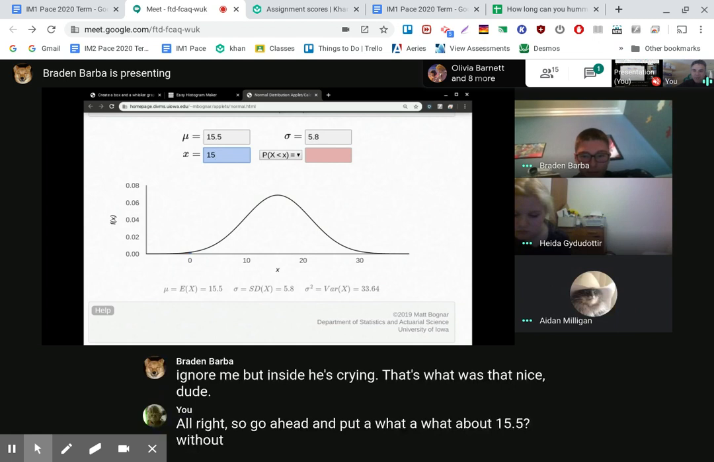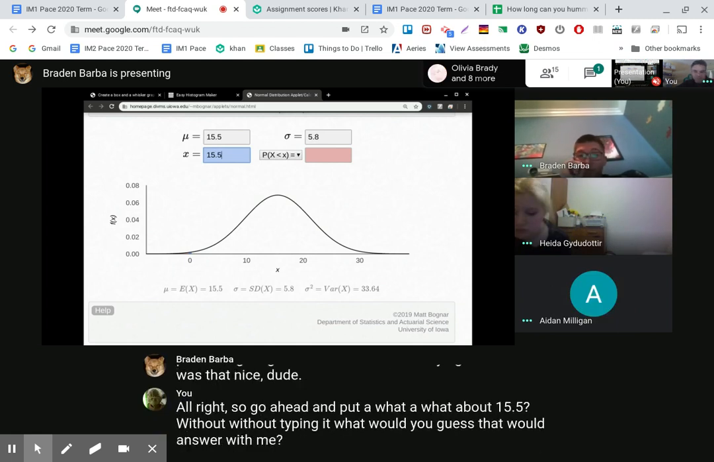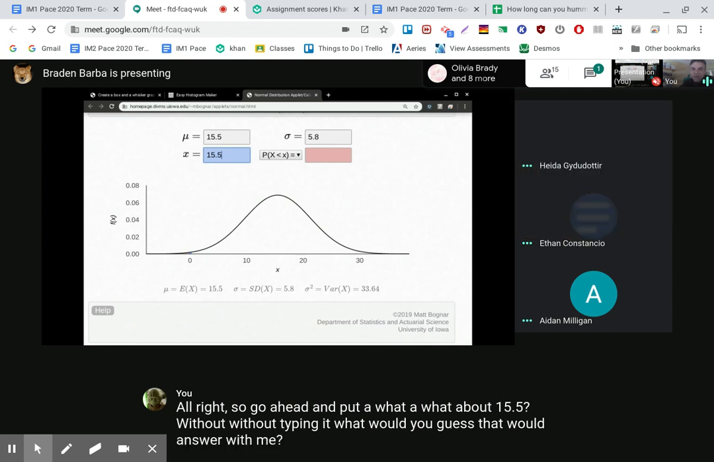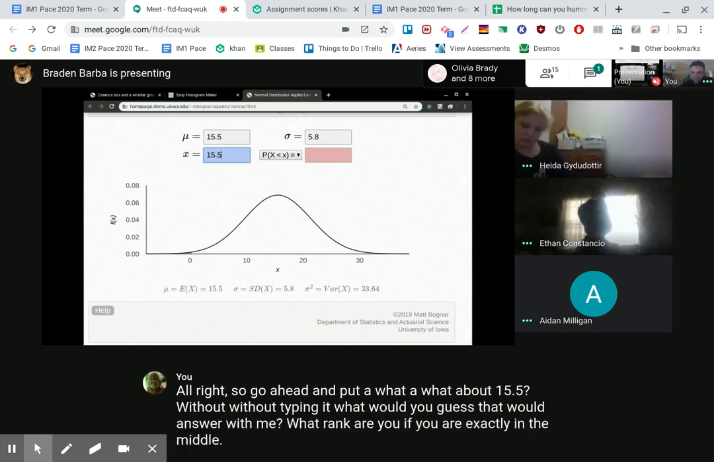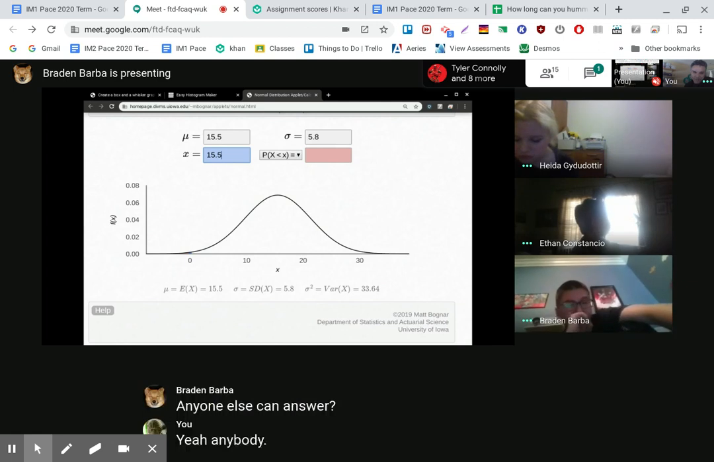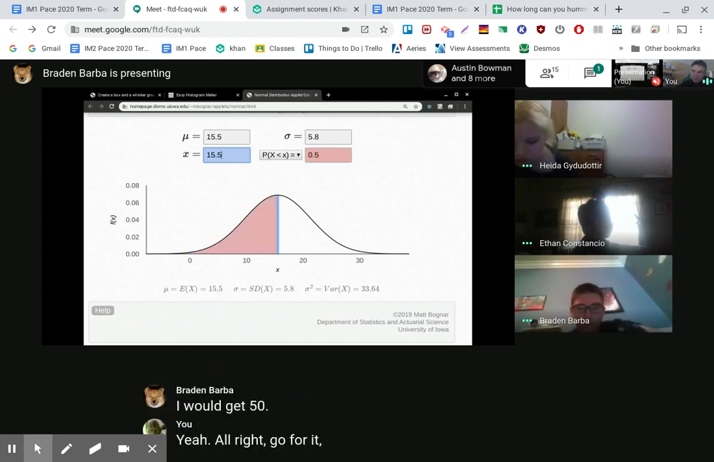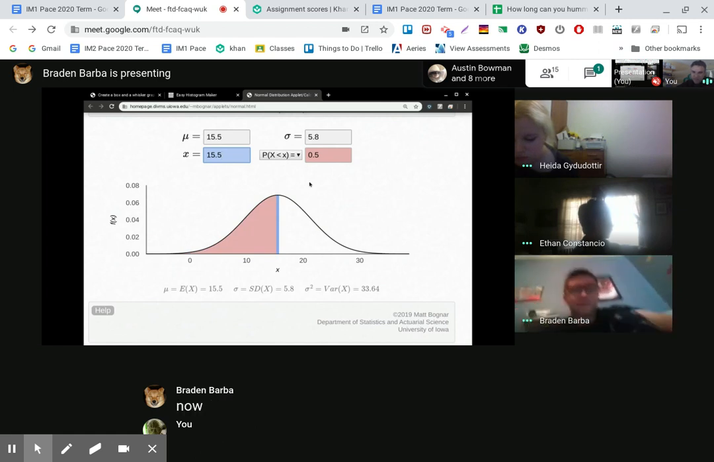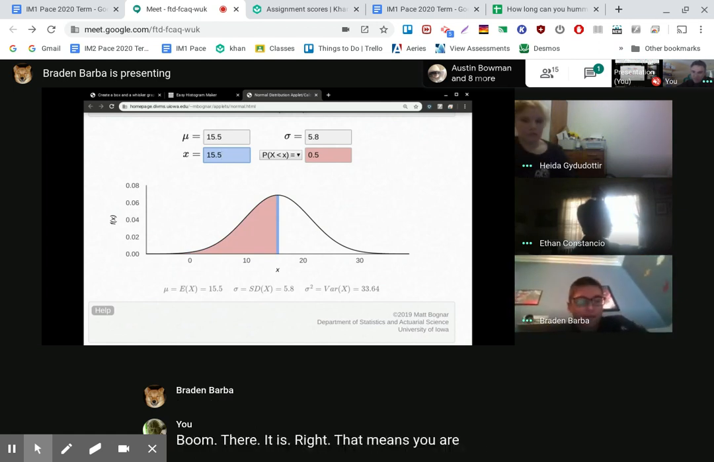All right, so go ahead and put what about 15.5? Without typing it, what would you guess the answer would be? What rank are you if you're exactly in the middle? I'll go ahead and press enter now. Anyone else can answer? I would guess 50. Yeah, all right, go for it. Press enter. Boom. There it is, right? That means you are the middle.